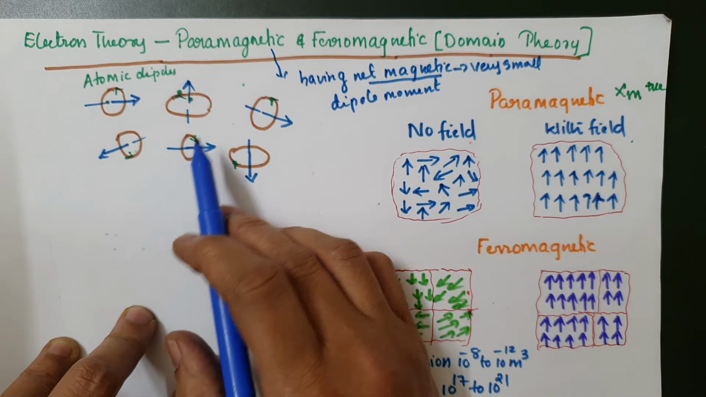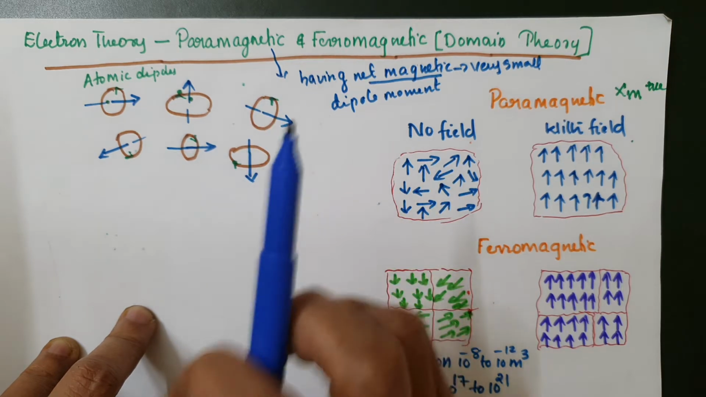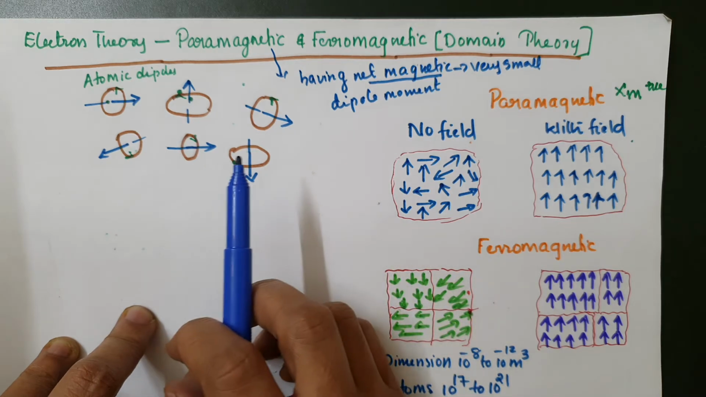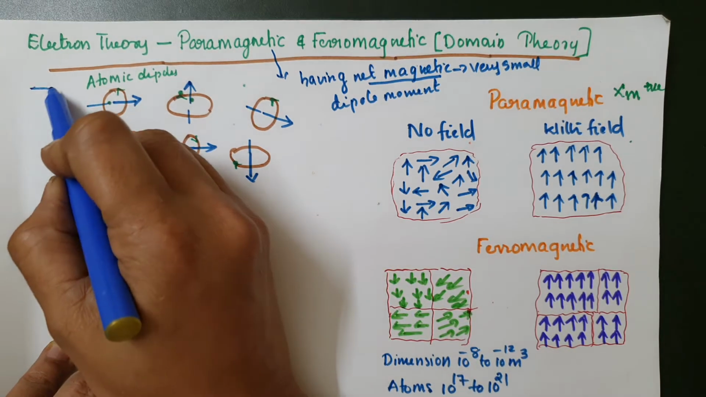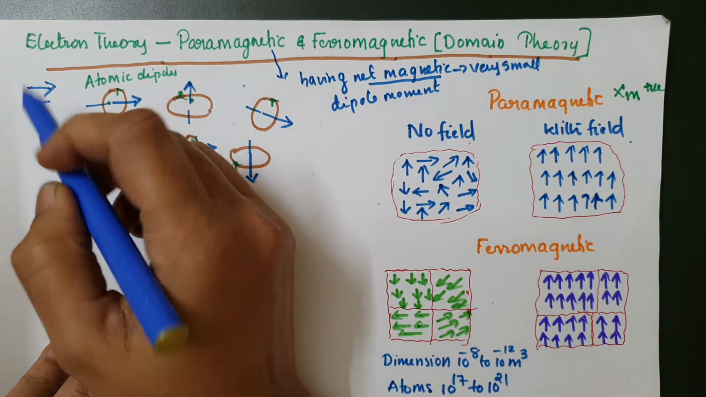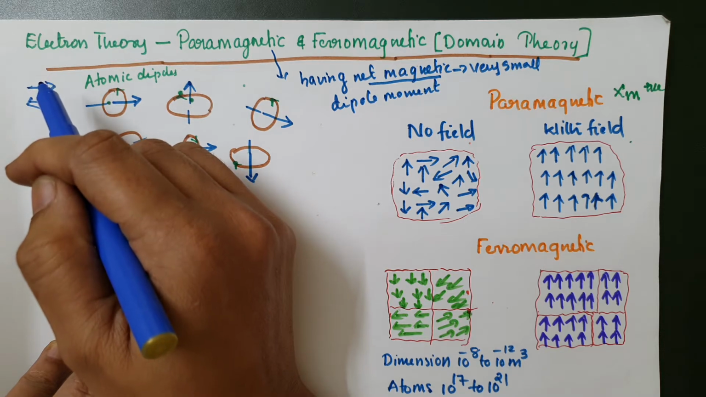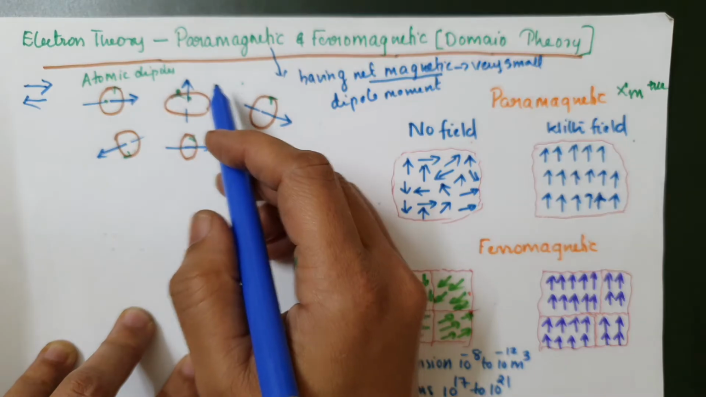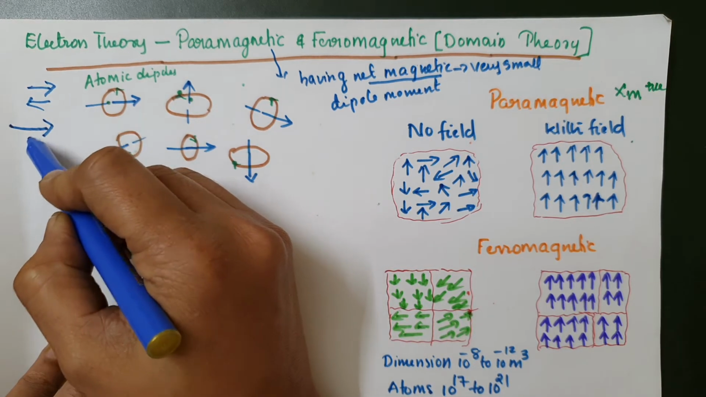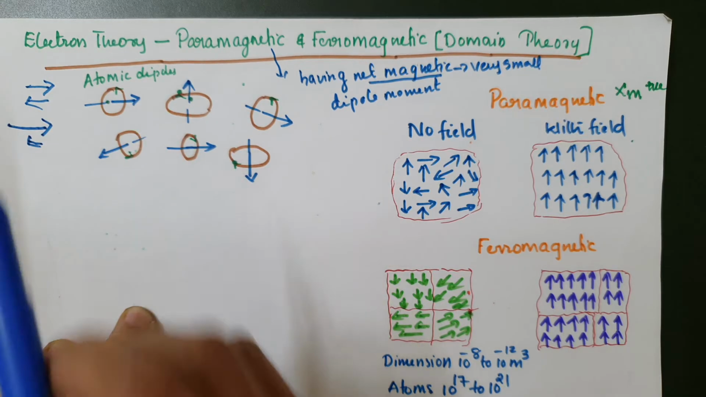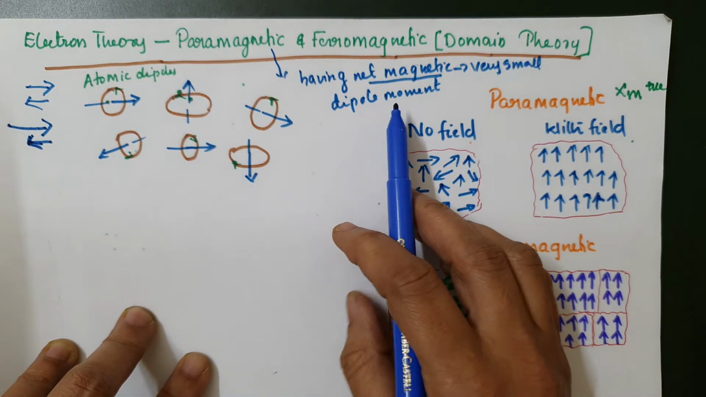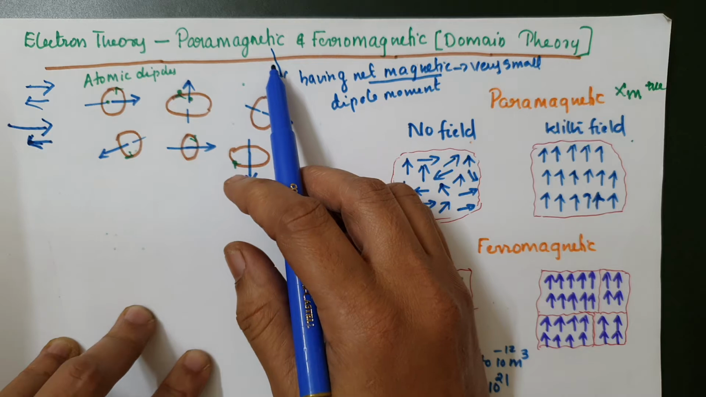And we have studied the diamagnetic material. In the case of diamagnetic materials, the net magnetic moment is zero because the magnetic moment in one direction gets cancelled in the other. So the net magnetic moment will be zero in the case of diamagnetic material. Here, in the case of paramagnetic material, the magnetic moment in one direction is very strong and the magnetic moment in the other direction is weak. So there will be a net magnetic moment, but it is very small. Such types of materials are called paramagnetic materials.